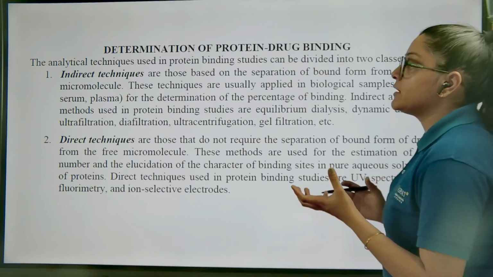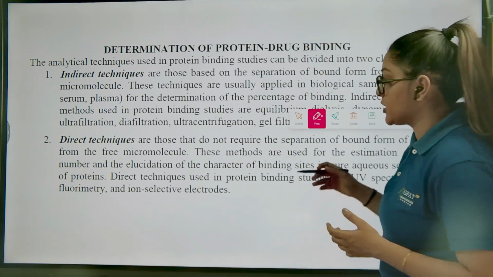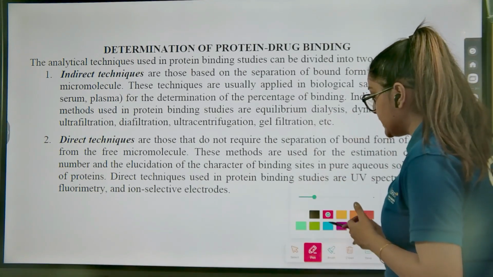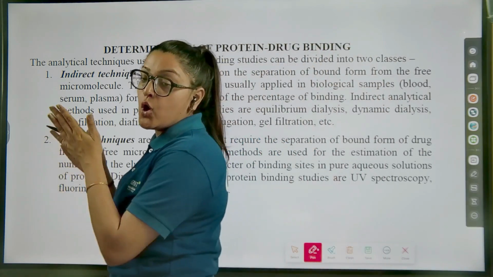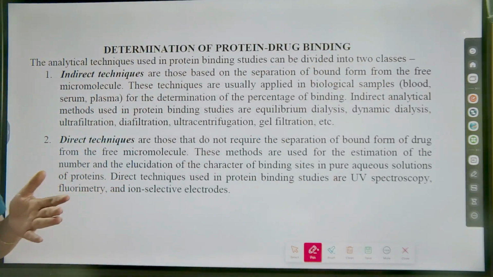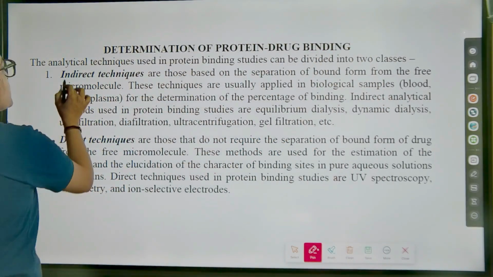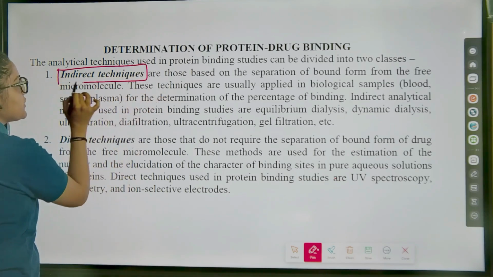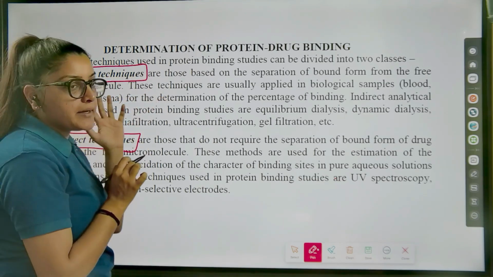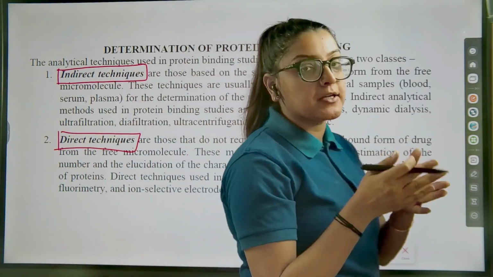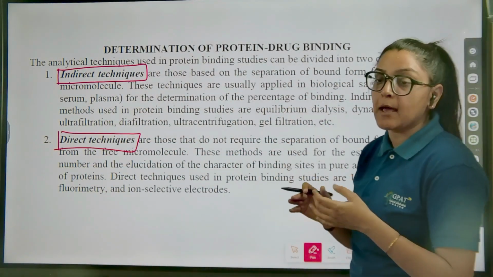So what are the methods by which we can determine the drug protein binding? It largely depends on whether you are going to separate the free molecule and the drug bound fraction, or you are not going to separate them. So just see, we have two methods: indirect techniques and direct techniques. In the indirect techniques, the bound form will be separated from the free fraction. Let's take an example of dialysis here.